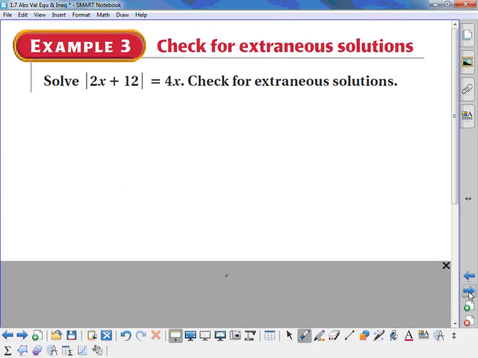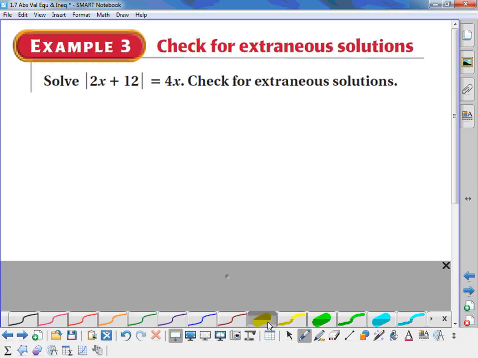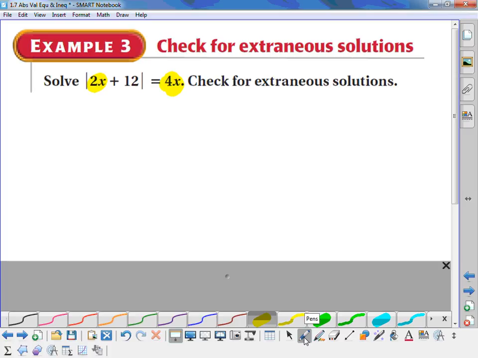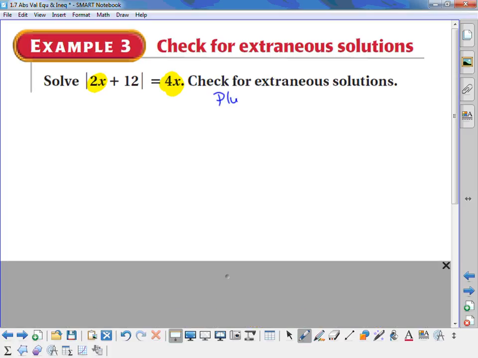Okay, so sometimes we may end up with extraneous solutions. So we have to check our answers. And that's generally going to happen because I've got an x that's outside as well as inside the absolute value. So if one's inside and one's outside, there's a good chance you're going to have an extraneous solution. So how do I find out if I have extraneous solutions? What do I do with the answer? Plug it back in. That's right.